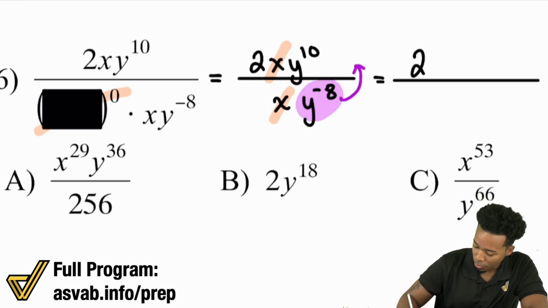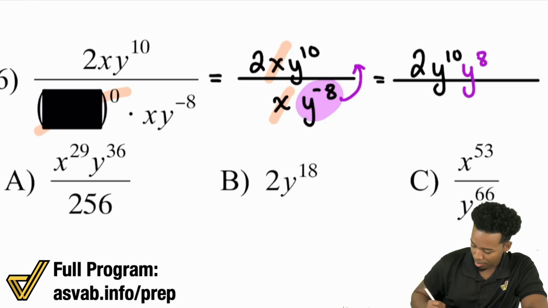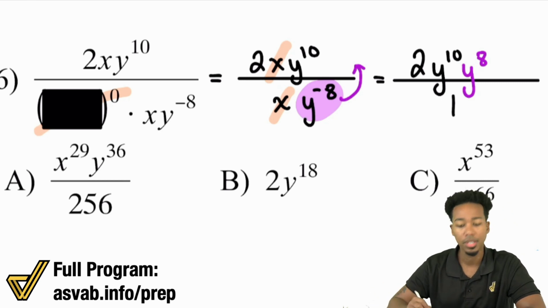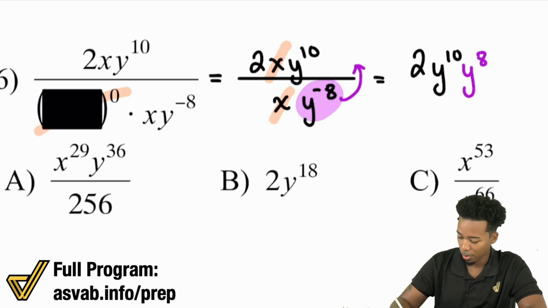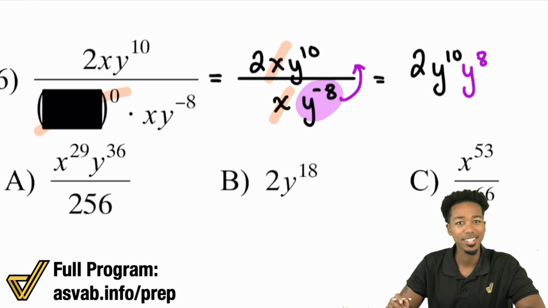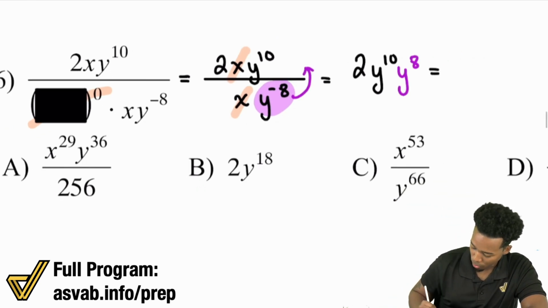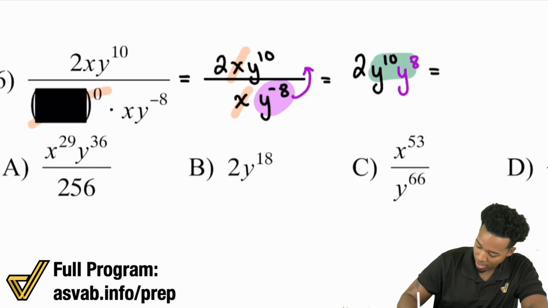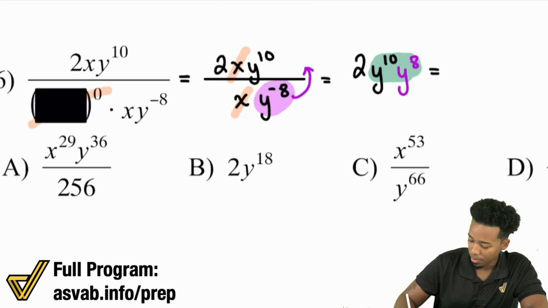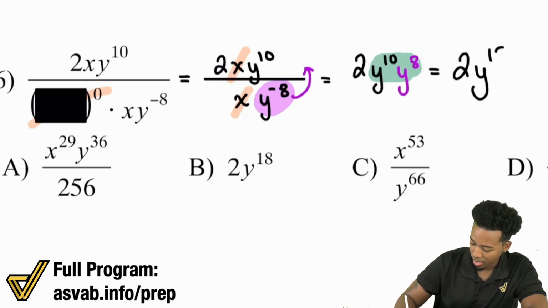So now we're going to have 2y to the power of 10, and we'll place the y to the power of 8. And in the denominator, what's left? It's just a 1. So if it's just a 1, we can actually get rid of the whole fraction as is, and we're good. So now we just have to apply the product of powers law, which means y to the power of 10 times y to the power of 8 is going to be y to the power of 18. So that's going to be 2y to the power of 18, and that is our final answer.